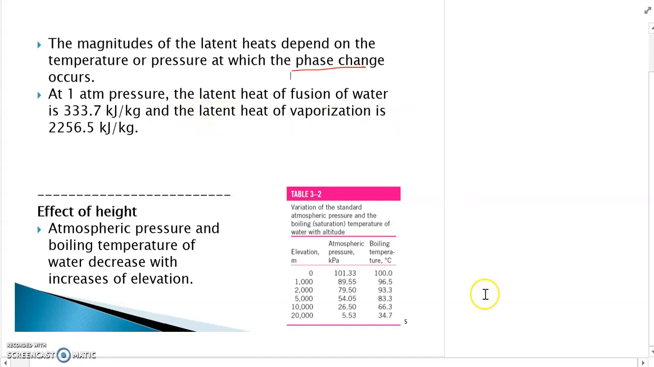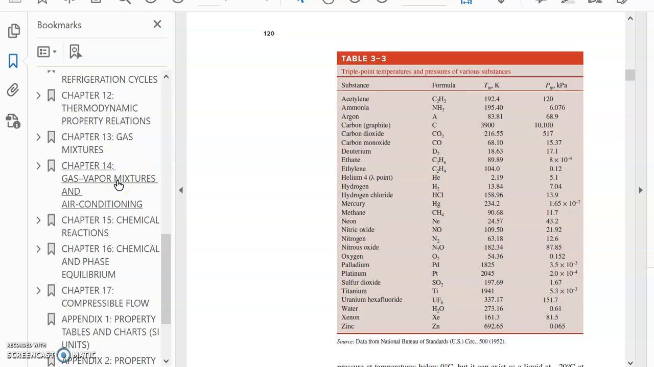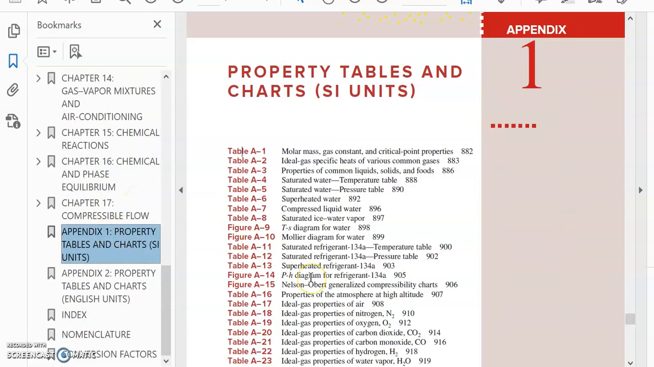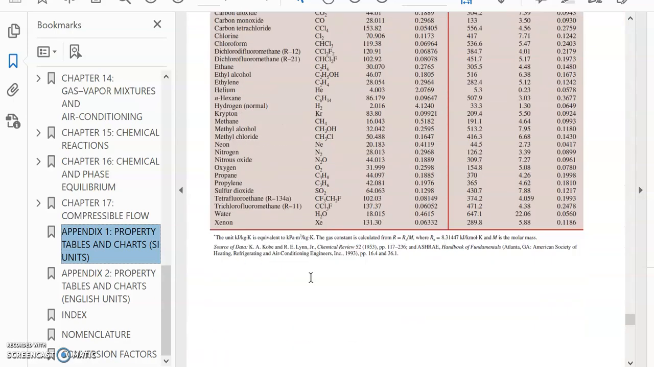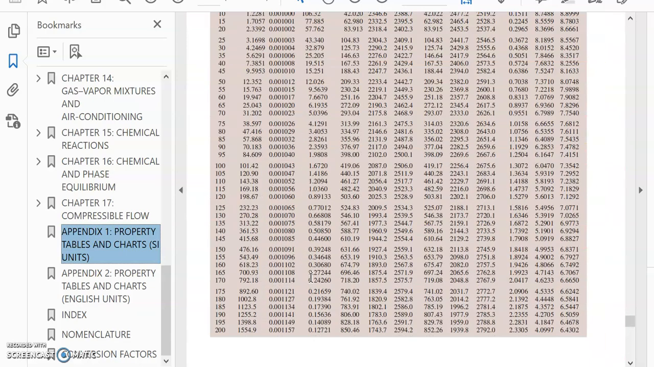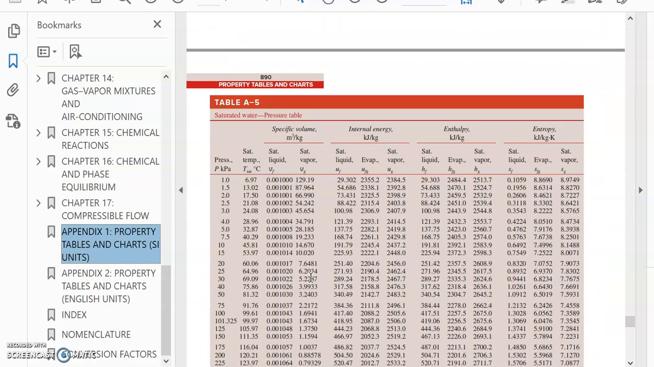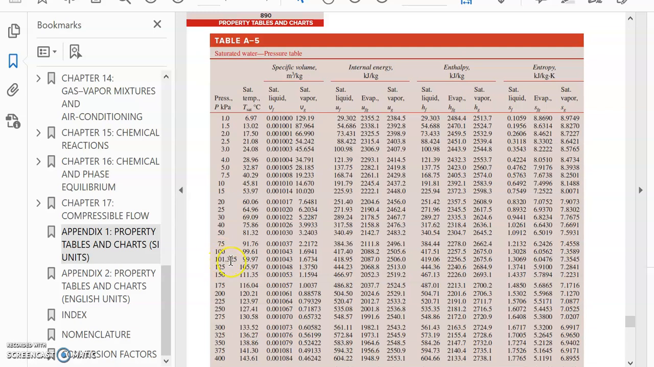Okay, so now let's check this value in your steam table, and what are the other names for latent heat of vaporization. So you go back to your textbook, appendix 1. So just now they told you the pressure, so it's table A5. Okay, so go to table A5. So when you have a pressure at 1 atm or 101.325 kPa, just now it says latent heat of vaporization. See, this value looks familiar, right?